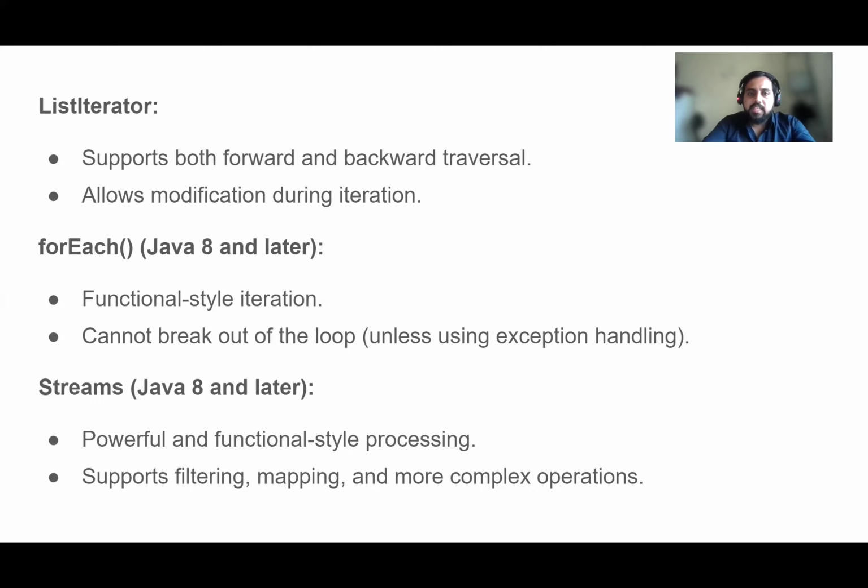And forEach, introduced in Java 8, is a functional style iteration, but we can't break out of the loop. When you use the forEach method with a lambda expression to print values, if you need to break in the middle, you can't do it unless you do some exception handling. Otherwise, we can't break out of the loop. Streams were also introduced in Java 8. It's a powerful, functional style of processing. It supports filtering, mapping, and more complex operations, which I will talk about when we get to the Java 8 concepts.